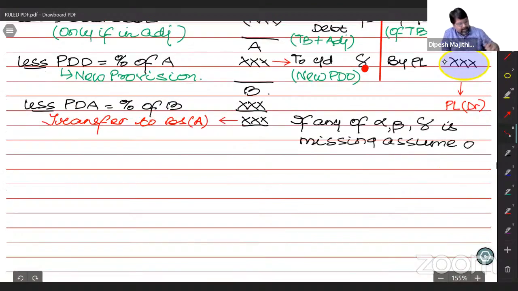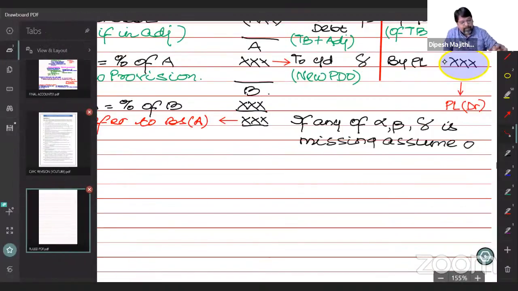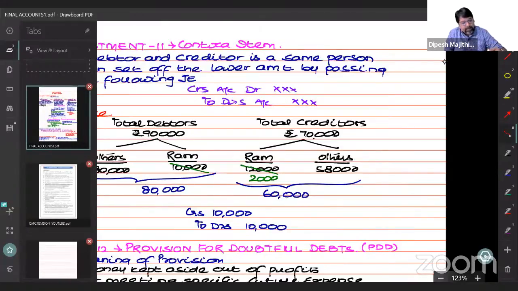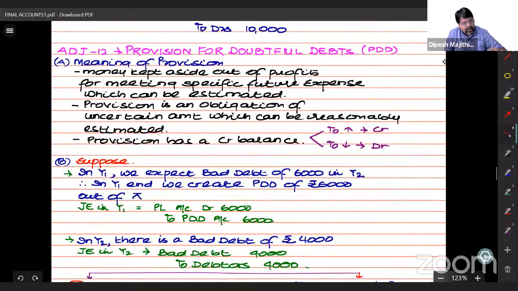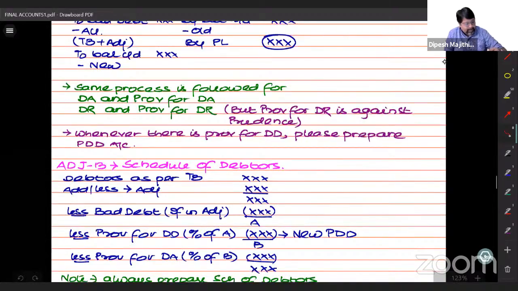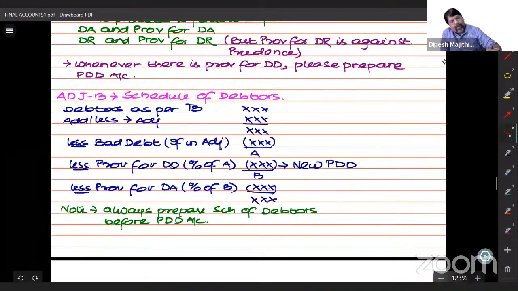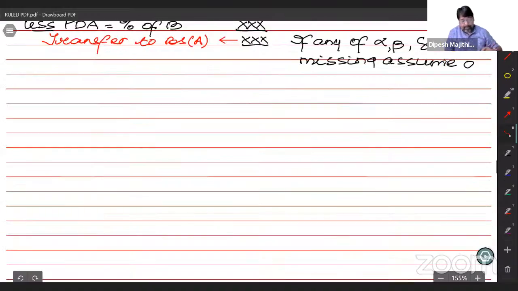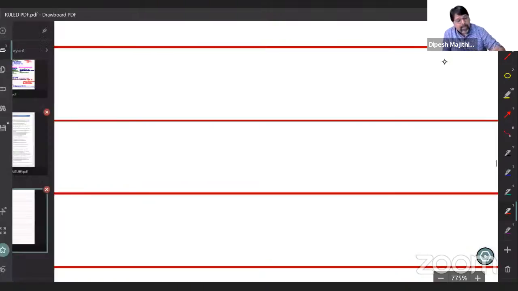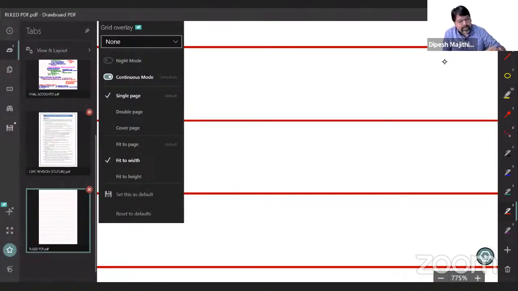Correct. Now, chartered, so this is provision for doubtful debts, nothing new. Now, one more adjustment: manager's commission, chartered.